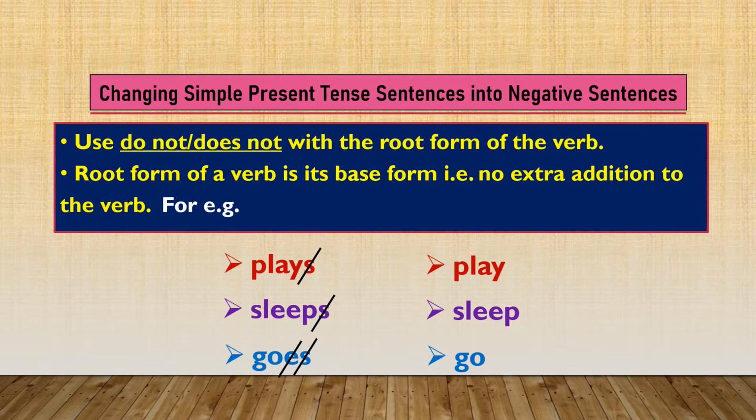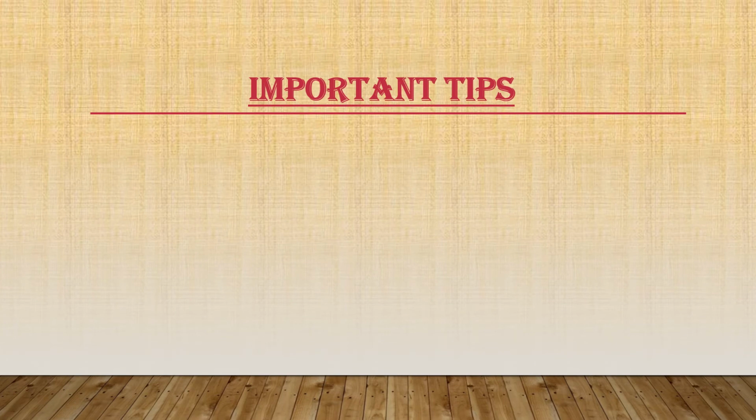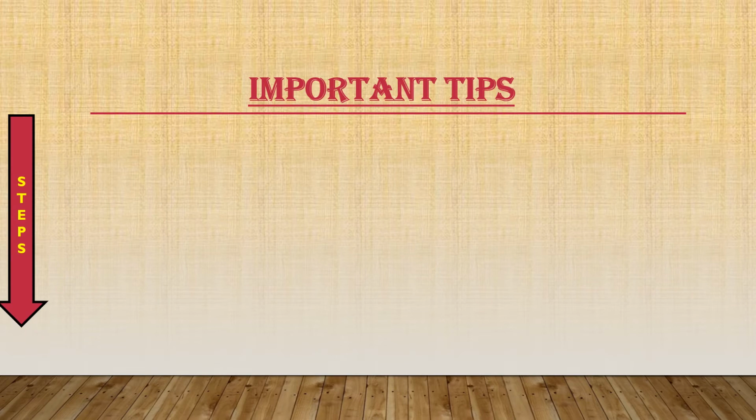So, you just have to change the verb into its root form, that is base form, and use do not or does not just before it, and your sentence will change into negative sentence. Don't worry. To make learning simple for you and to help you in changing simple present sentences into negative, I have simplified this work into 6 simple steps. You have to follow these steps one by one and your sentence will automatically change into negative.